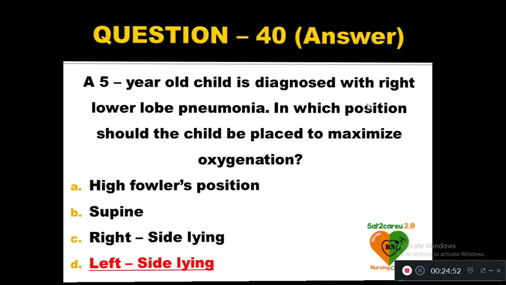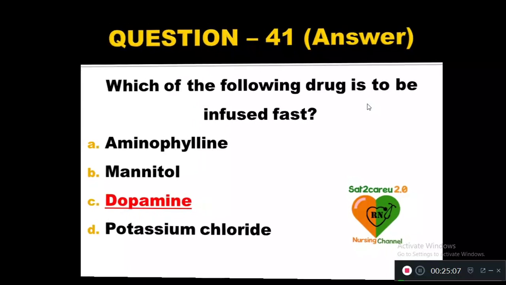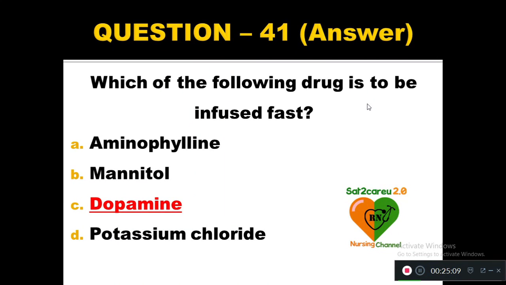Question number 41. Which of the following drugs is to be infused fast? A, aminophylline. B, mannitol. C, dopamine. D, potassium chloride. The correct answer will be option C, dopamine should be infused very fast.